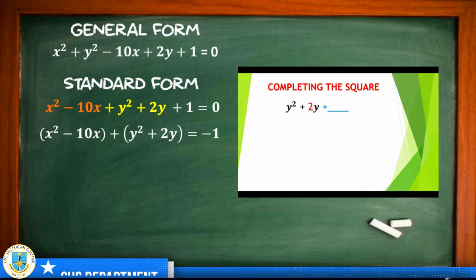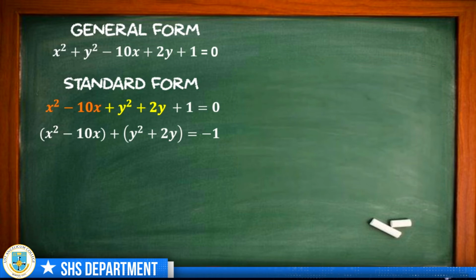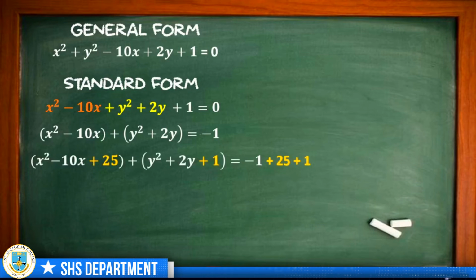Next, y squared plus 2y. So we need to get half of 2. That will give us 1. Square that answer, so 1 squared is still 1. So we need to add 1 to y squared plus 2y. Then don't forget on the right side of the equation to add 25 and 1. So now we have x squared minus 10x plus 25 plus y squared plus 2y plus 1 is equal to negative 1 plus 25 plus 1.